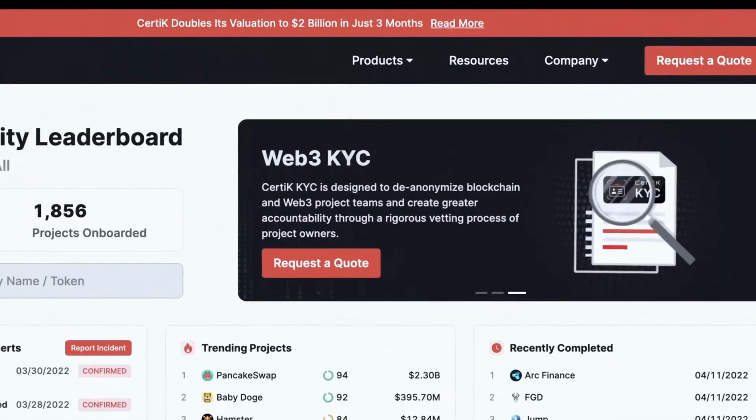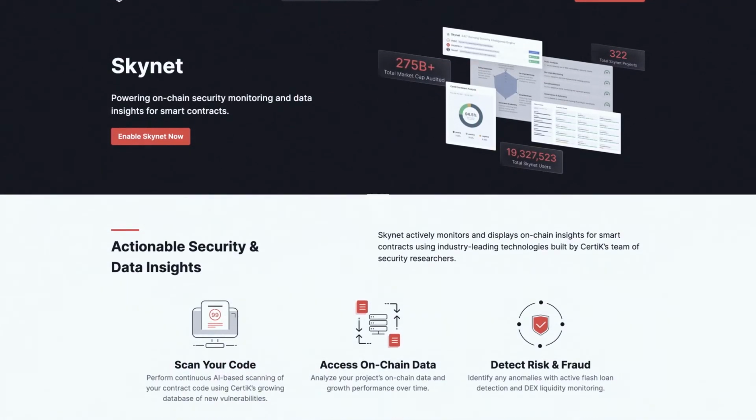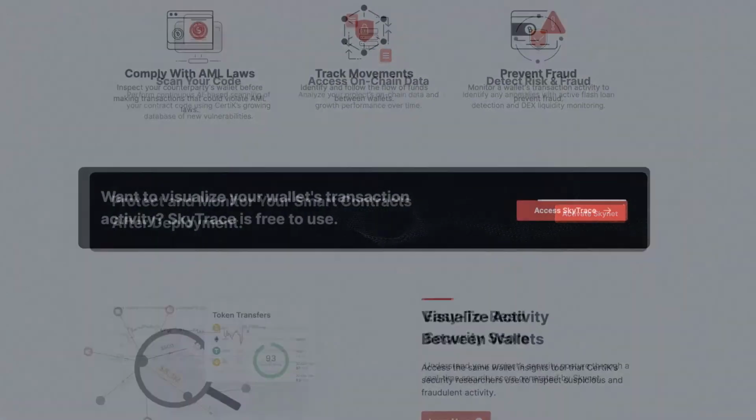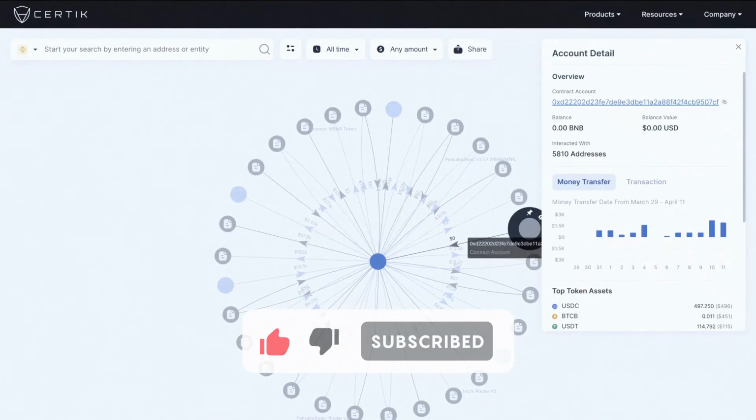Tools such as CertiK, Skynet, and Skytrace help projects keep track of the activity that occurs on-chain by tracing and visualizing the flow of funds and generating real-time insights of transactions.